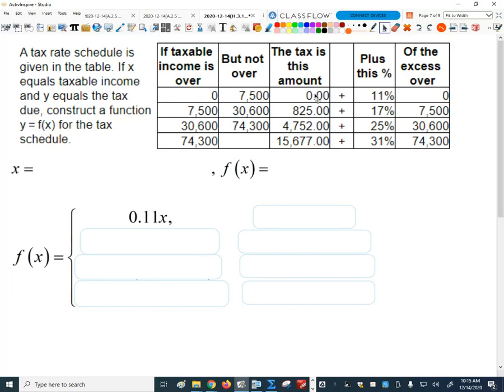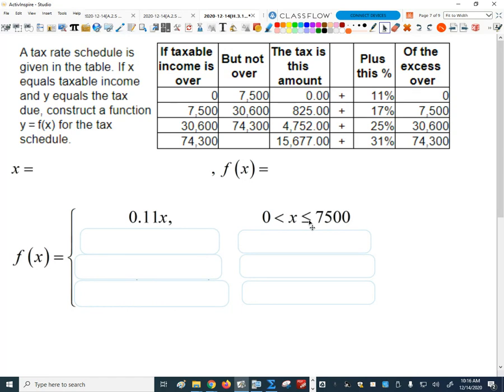The first row in the tax bracket applies to what level of income? X is what? It says greater than 0 and less than 7,500. There you go. Okay. And I could probably dispense with that greater than 0 part, couldn't I? Right? I mean, I could probably just say X is less than or equal to 7,500 if I wanted to. Okay, row 2. What's row 2 going to look like?